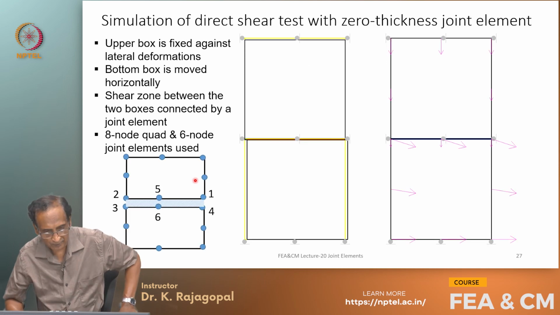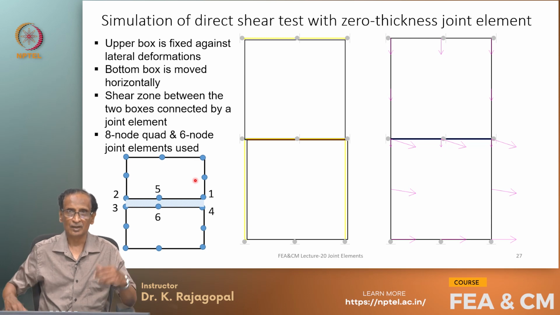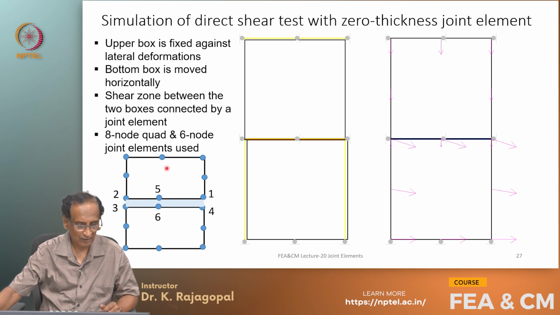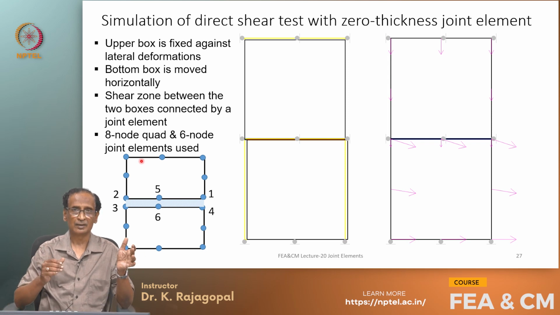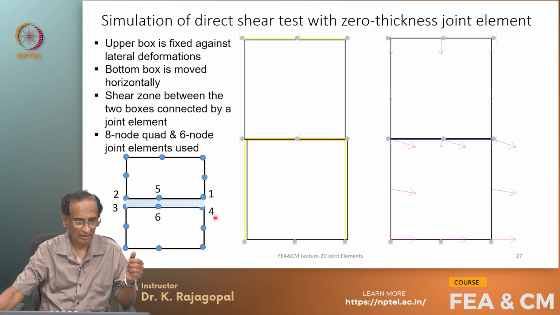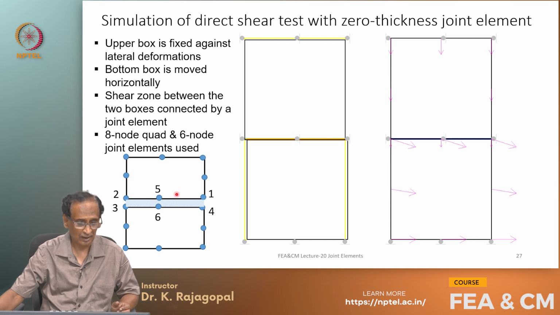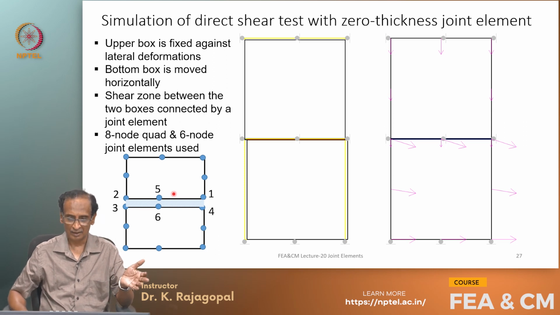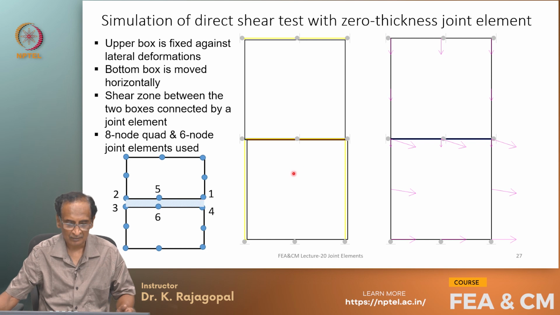Okay, now let us perform the same shear test that we had done with the thin layer isoparametric element. So, here we have the interface. The upper box is fixed against lateral deformations, similar to our direct shear box test, and the bottom box is moved horizontally, and the shear zone between these two boxes is connected by a 6 node joint element, as we had seen earlier. This is how the deformed mesh looks, and these are the displacement vectors.